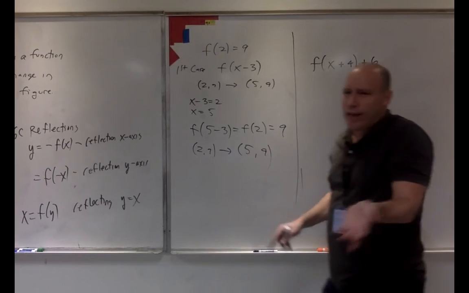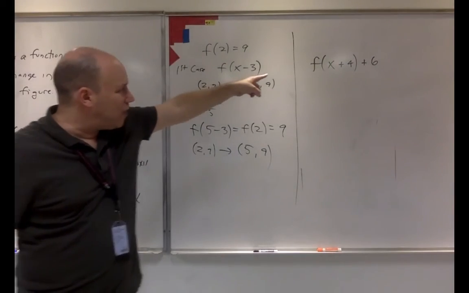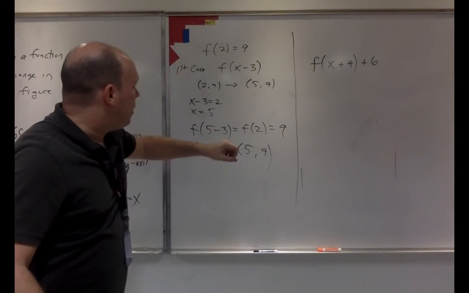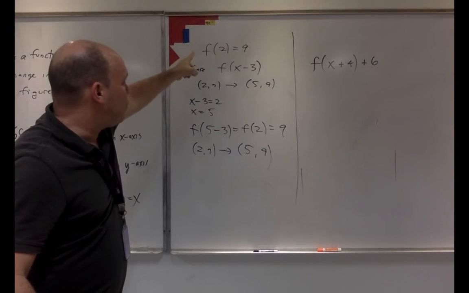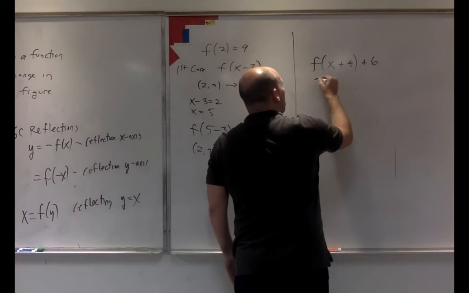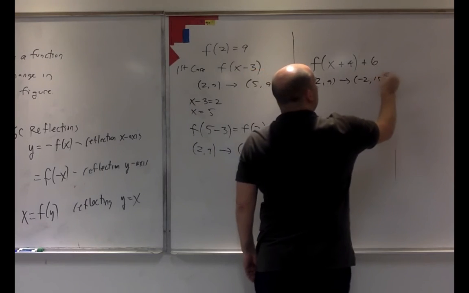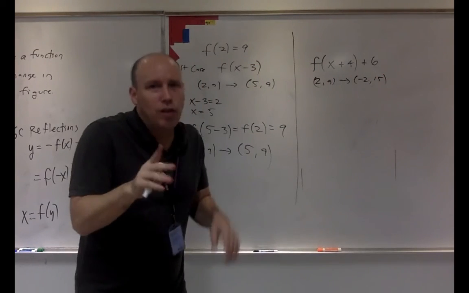Well, at this point you say, Mr. Adler, this is easy. If you're telling me it's 4 to the left and 6 up, this is going to be (-2, 15). So by inspection, you know (2, 9) goes to (-2, 15), just by looking at that. Let's just do a little algebra.